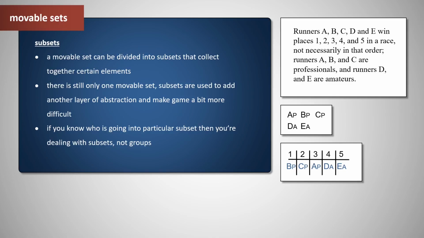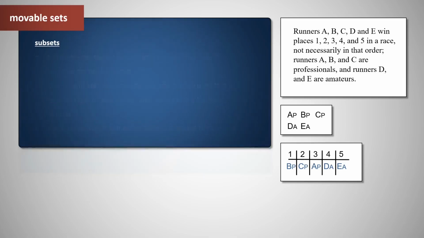So you can have this kind of situation, and the point of this, as I said in that second bullet point, is just a way to make this a little bit more complex, more abstract and difficult, so that you have to keep track of who the professionals are in addition to who the runners are and which slots they go in. But these aren't groups, because you know exactly who the professionals and who the amateurs are.